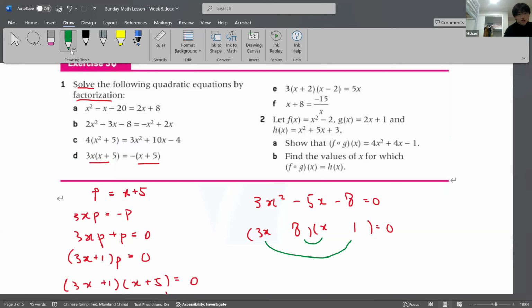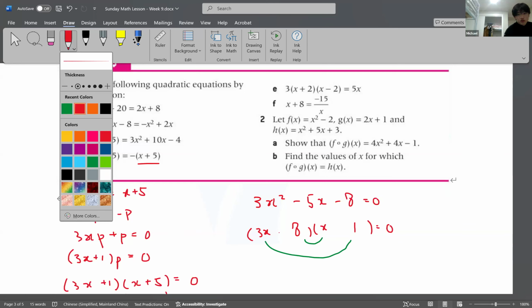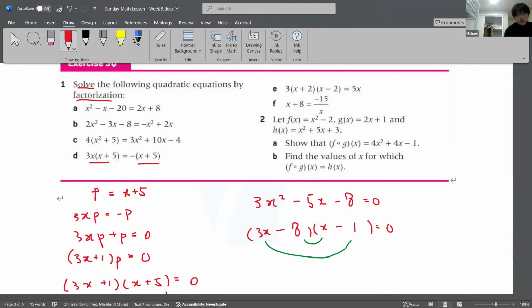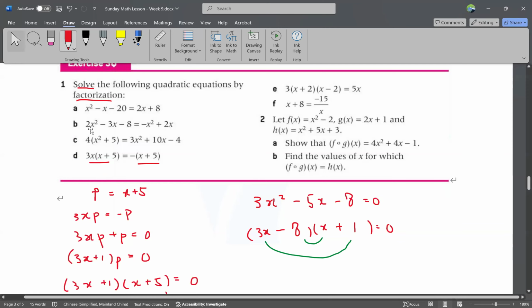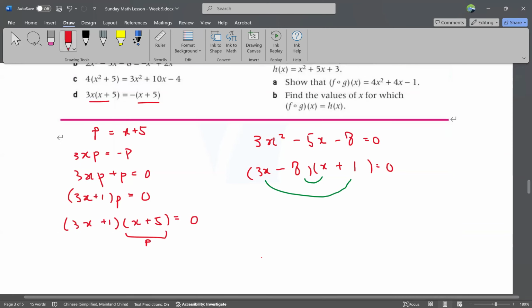Good explanation. That was good. What's the answer for this? I got 3x minus 8 and x plus 1. Nice, that's correct. Great. Well, what is the solution? X equals negative 1 or 8 over 3. Nice.